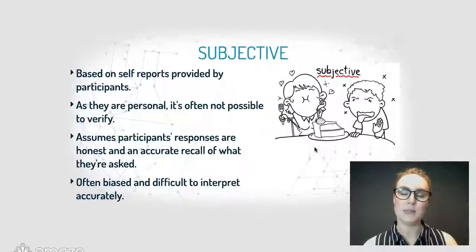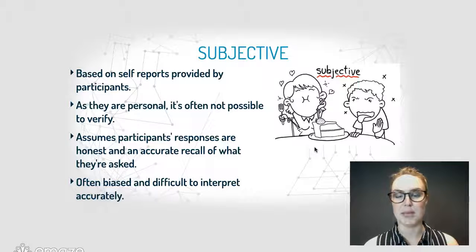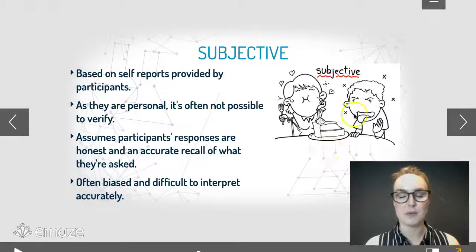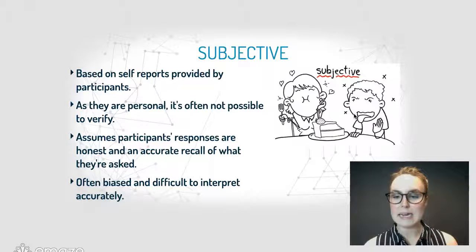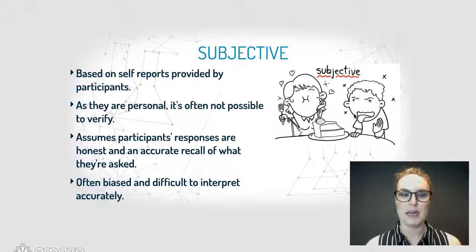Okay, now subjective data, on the other hand, these are based on self-reports provided by participants themselves. They're personal. It's often not possible to verify them. So you can see on that picture over here, you've got the same 2 children. They're eating a piece of cake. It is the exact same cake, and they have 2 very different interpretations of that cake and whether it tastes good.